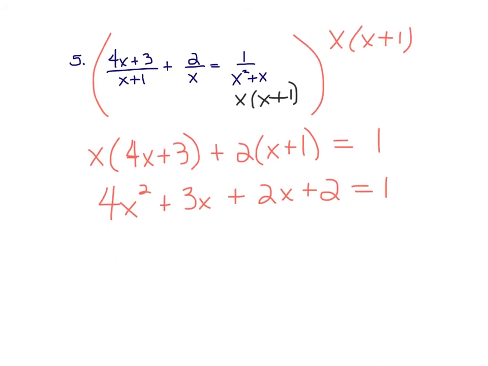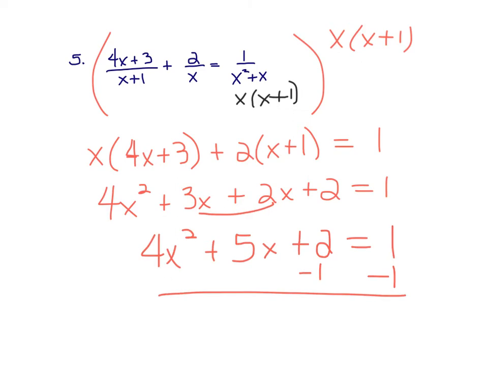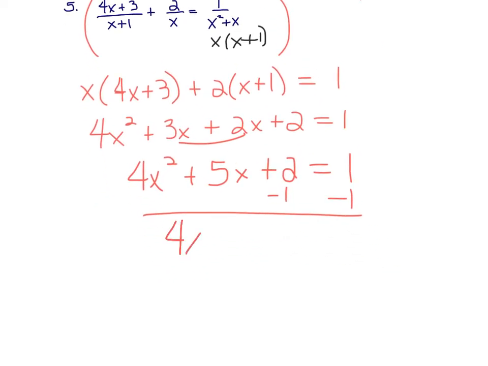Simplify and combine any like terms before you begin moving things around. I can group those. It gives me 4x squared plus 5x plus 2 equals 1. I now need to move the 1 over because I need to make my equation equal to 0. Now, if you were doing completing the square, you'd move the 2. But I'm doing factoring, so I'm going to move the 1, and I'm going to make my equation equal to 0. Now I have a trinomial that can be factored.